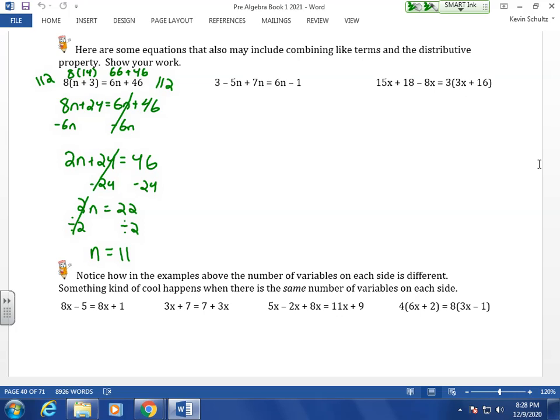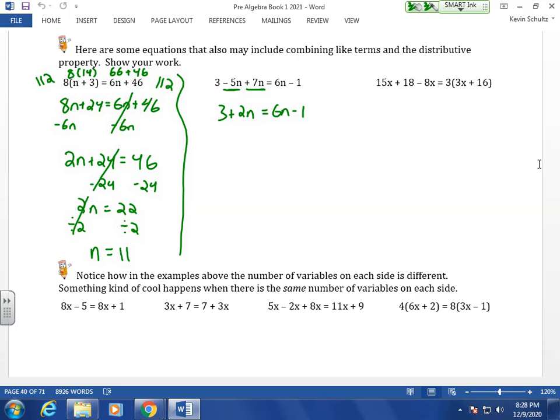Okay. Next one, we've got some combining like terms as well as variables on both sides to work with here. Okay. On my left side, I've got that negative 5n and that positive 7n. I'm not using opposite operations here because I'm not moving those terms. They're staying on the same side, staying on that left side. I'm just combining them. And negative 5 plus 7 is positive 2. Okay, negative 5 plus 7, just combine those terms. So you have 3 plus 2n, and that equals 6n minus 1.